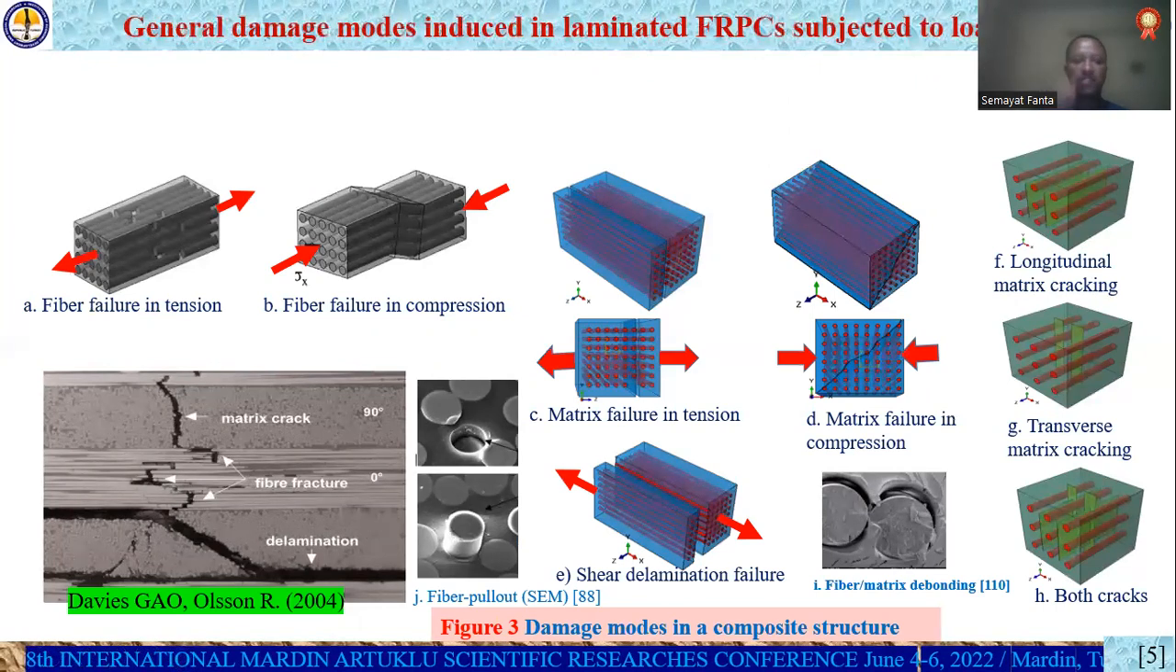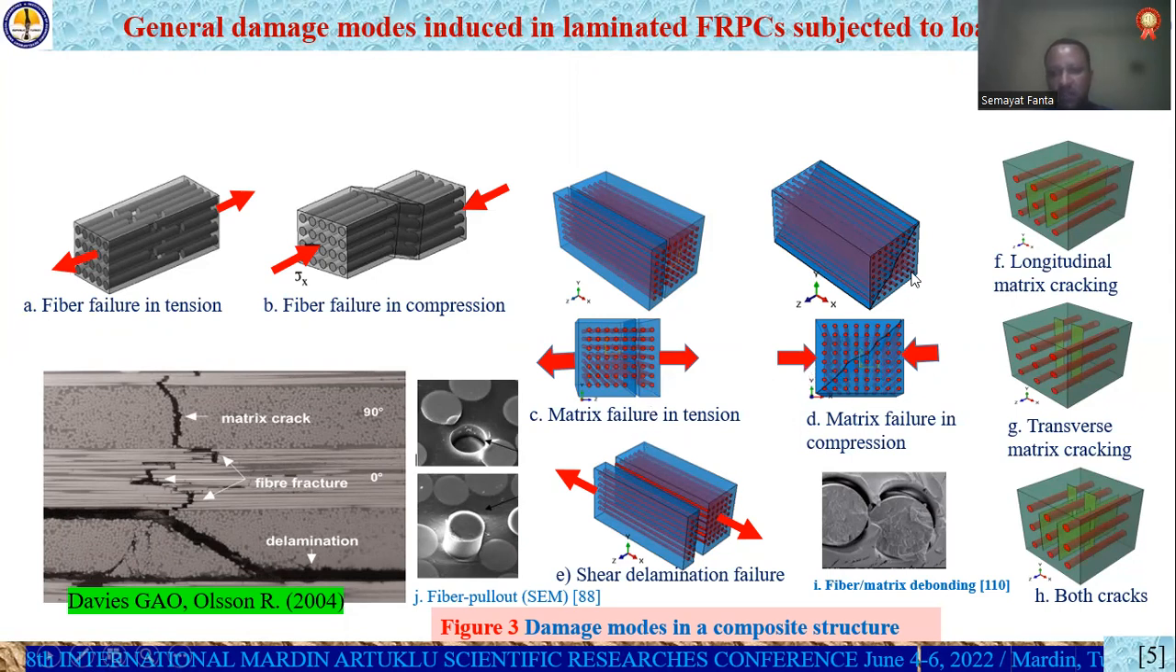The damage modes which we can observe on composite structure from general types of loading are shown here. These are fiber failure in tension and fiber failure in compression. In tension, we can observe fiber pullout. Here we can see fiber pullout. In compression, we can see fiber kinking, or the kink band formation of the fiber. In transverse tension, we can see the separation of the matrix material.